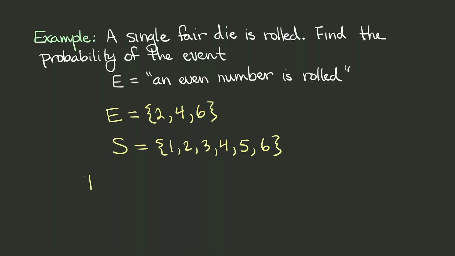And so to compute the probability of E using theoretical probability, we'll take the number of outcomes in E, which is 3, and divide that by the total number of possible outcomes, which is the size of S, or 6. This reduces to 1/2, but we usually write probabilities as a decimal value between 0 and 1, so this can also be written as 0.5. So this is a 50% chance of rolling an even number.